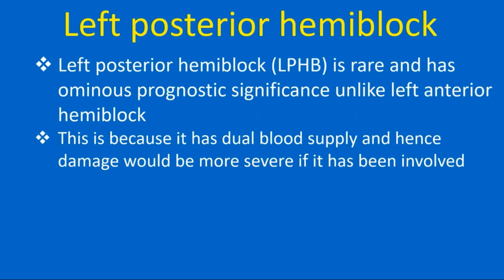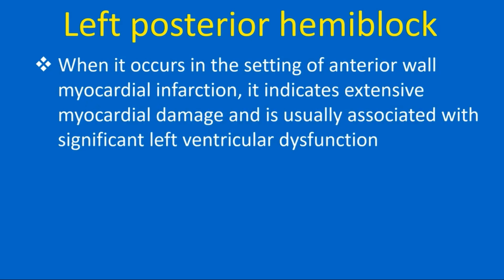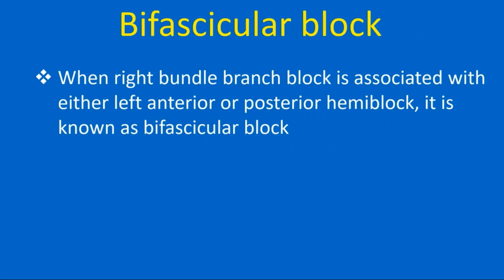Left posterior hemiblock is rare and has ominous prognostic significance unlike left anterior hemiblock. This is because it has dual blood supply and hence damage would be more severe if it has been involved. When it occurs in the setting of anterior wall myocardial infarction, it indicates extensive myocardial damage and is usually associated with significant left ventricular dysfunction.